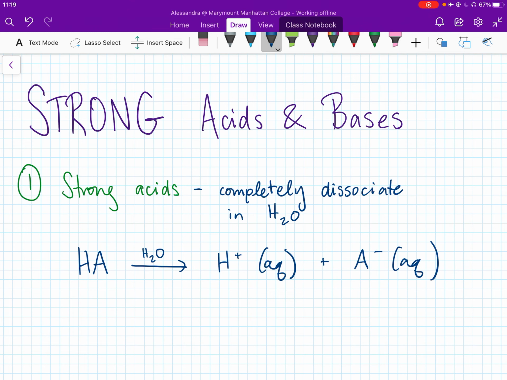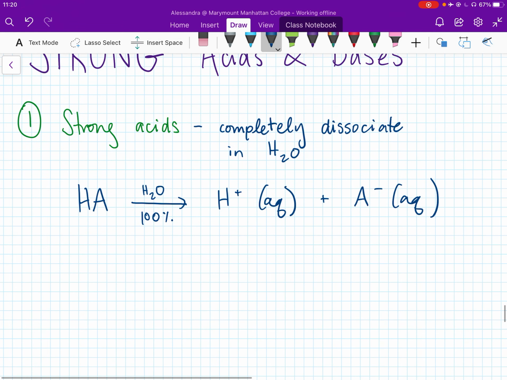This is complete dissociation, so I'm not writing this as an equilibrium reaction. I'm writing an arrow going all the way to the right, all the way to completion. This goes 100% to completion.